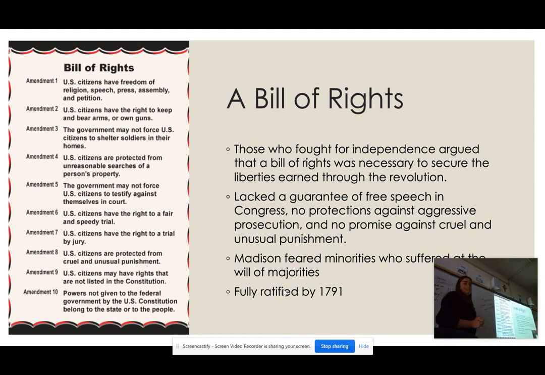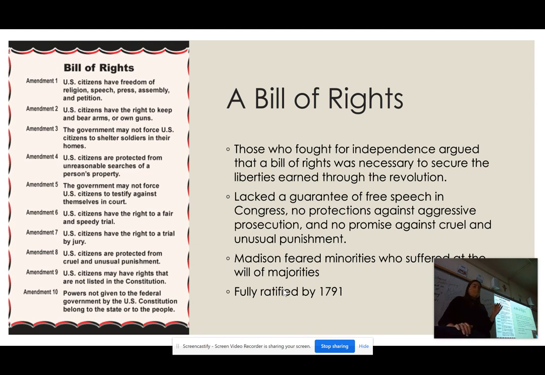So, the Bill of Rights. Those who fought for our independence argued that a Bill of Rights was necessary to secure liberties that were earned through the Revolution. We earned these liberties when we fought Great Britain and gained independence. These are the things that we are fighting for.